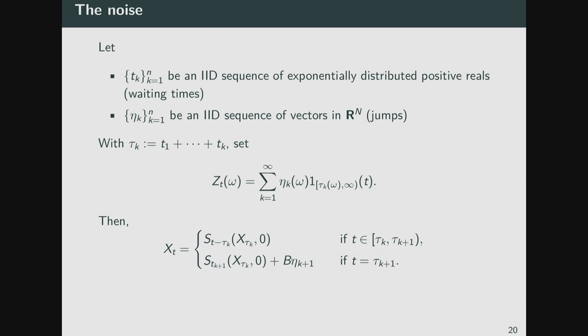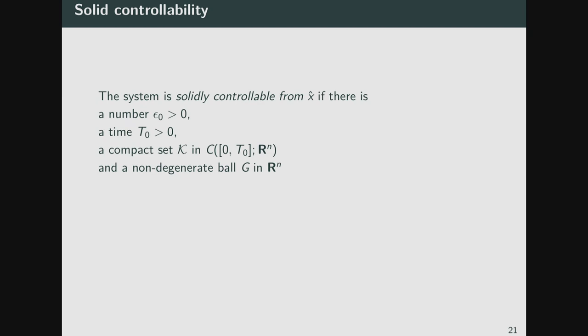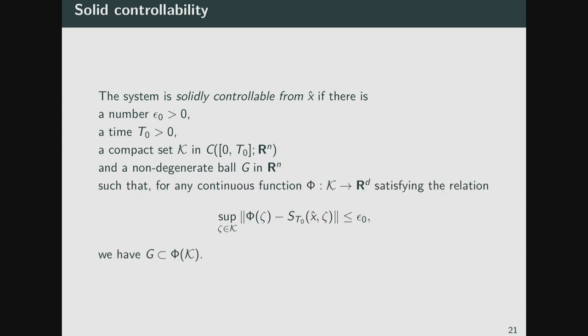And I want to just recall the definition of solid controllability and approximate controllability. So there's this distinguished point x hat in the phase space. And this is my assumption on the distribution of jumps. So there's this distinguished point x hat. There's a small number. There's a time. There's a compact set in this space of continuous functions. And a non-degenerate ball G in R^n, such that if I have a function which well approximates my solution map on that compact set, then this function covers a ball.